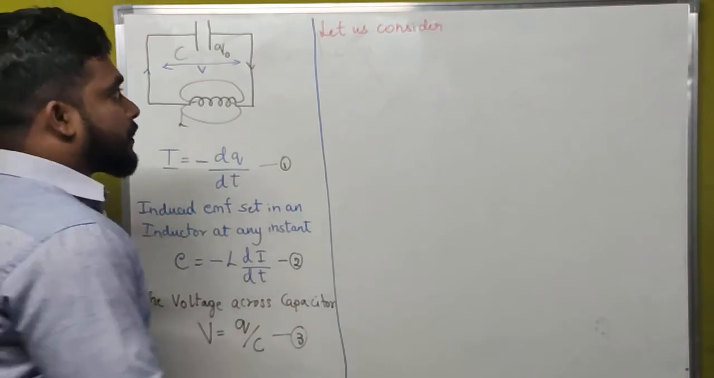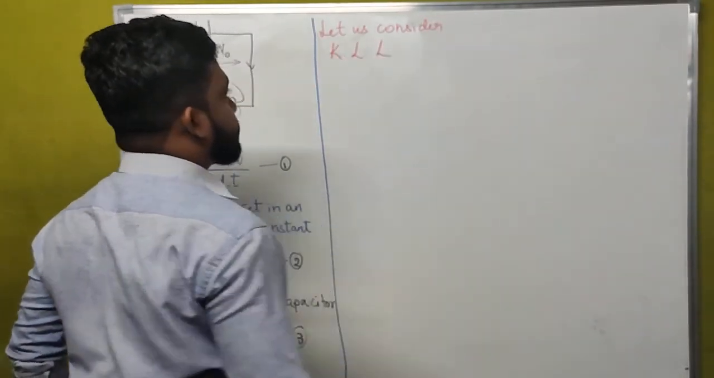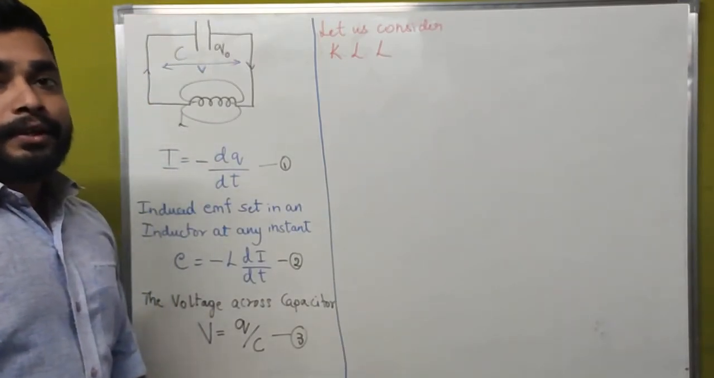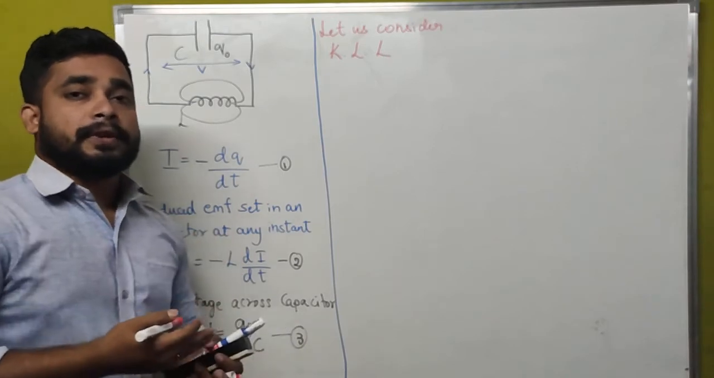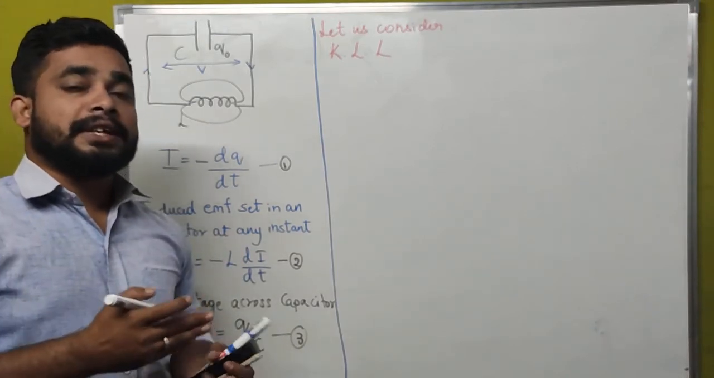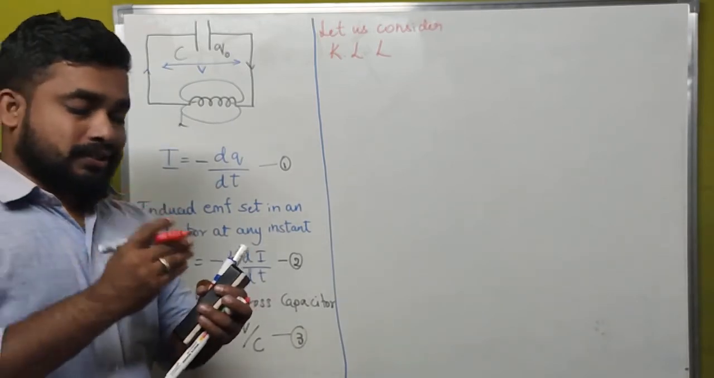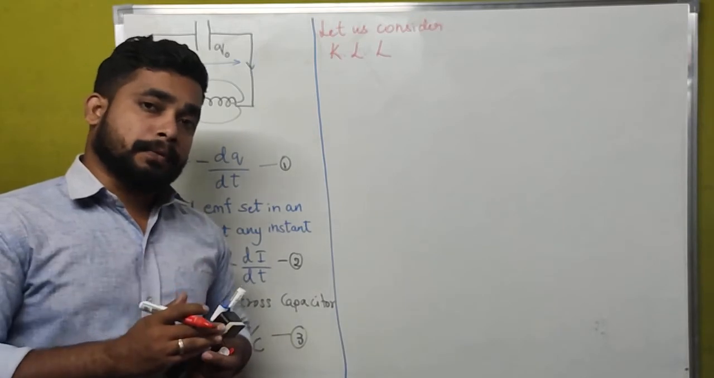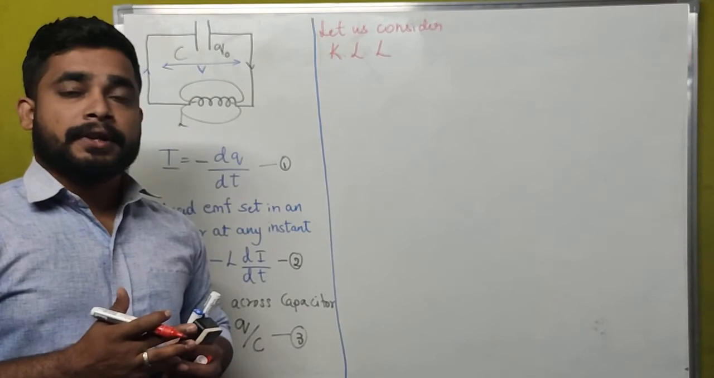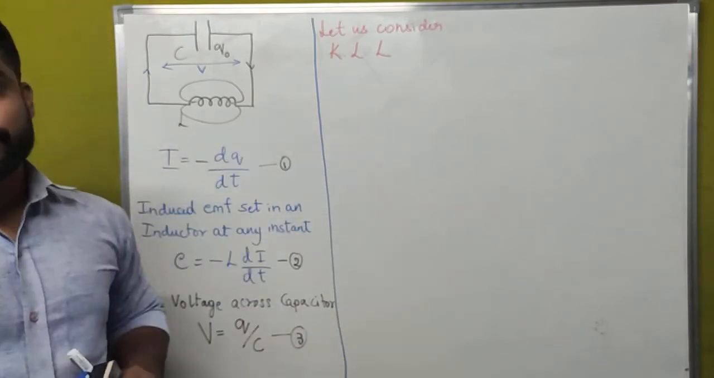Let us consider Kirchhoff's loop law. What does Kirchhoff's loop law say? It says that the sum of current and resistance products is equal to the sum of EMFs in a loop. The sum of current and resistance products is equal to the sum of EMFs in a circuit or in a loop. This is Kirchhoff's loop law.